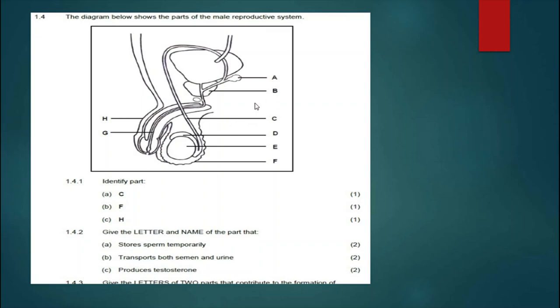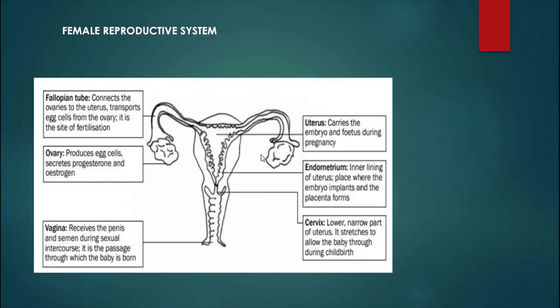Now let's move on to the female reproductive system. You need to be able to label the female reproductive system and give the functions of all these parts. We have the fallopian tube, which connects the ovaries to the uterus and transports the egg cell from the ovary. It is a site of fertilization. Fertilization occurs in the fallopian tube.